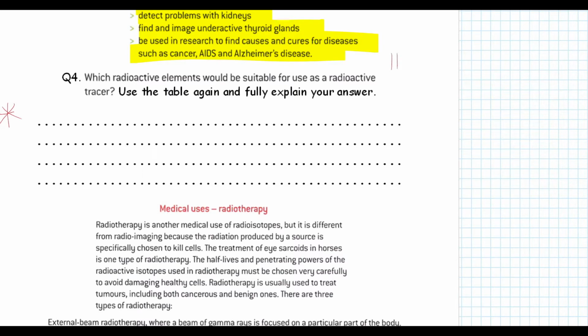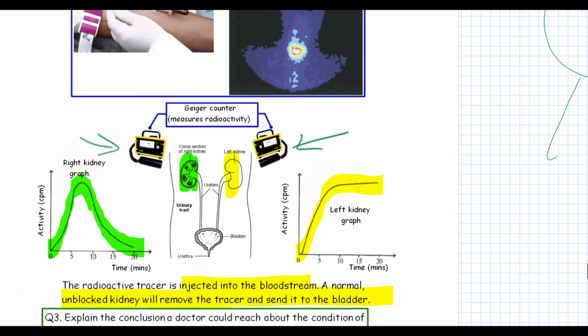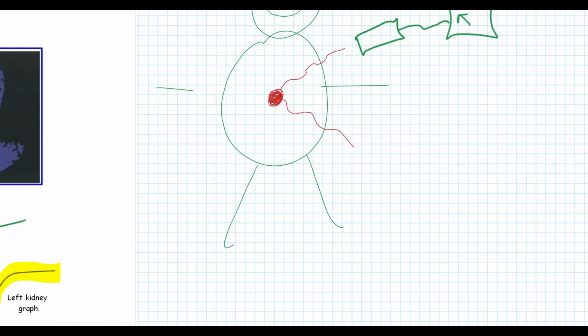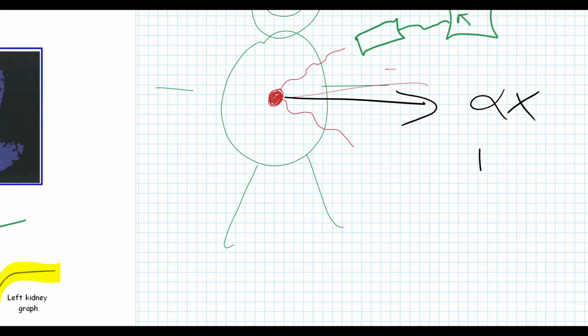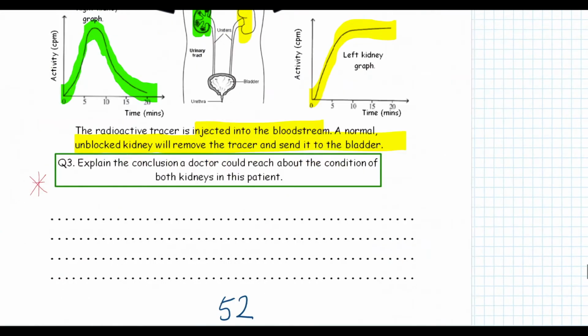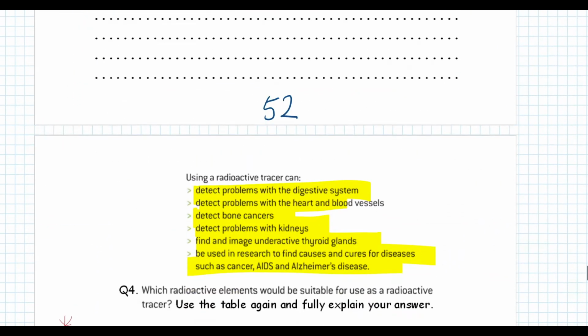a half-life. Well, more importantly than that, of course, if you go back to my very poor drawing, you need something that can penetrate from inside the body to outside the body. Now, alpha couldn't do it, beta couldn't do it, but gamma could. So you definitely need a gamma emitter. But also, you don't want a substance that's going to be in your bloodstream for longer than is required.